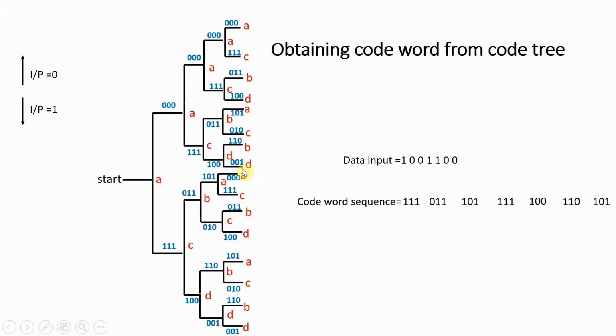Now how many branches of the tree will you draw here? It depends on how many bits we have in the input. Here we have 7 bits in the input, so at least 8 stages in these branches we need to draw.